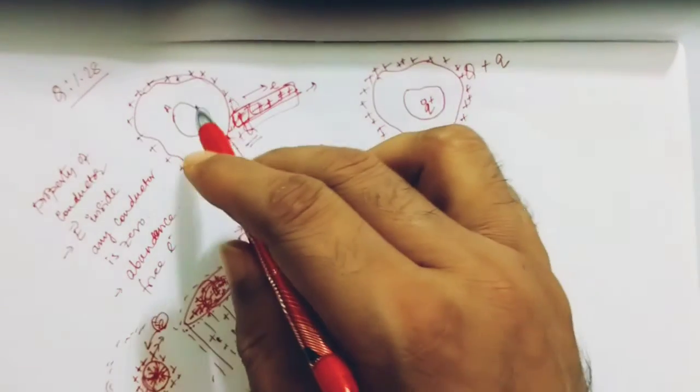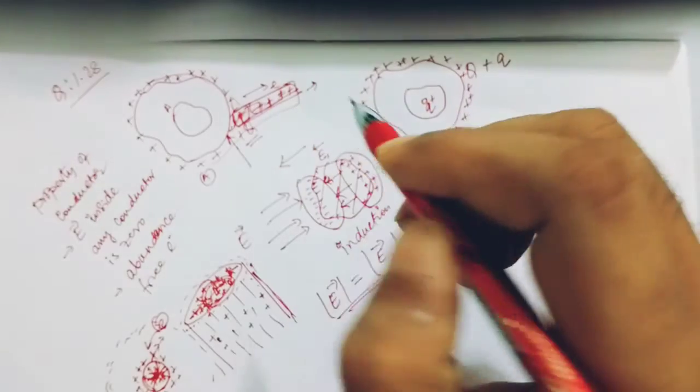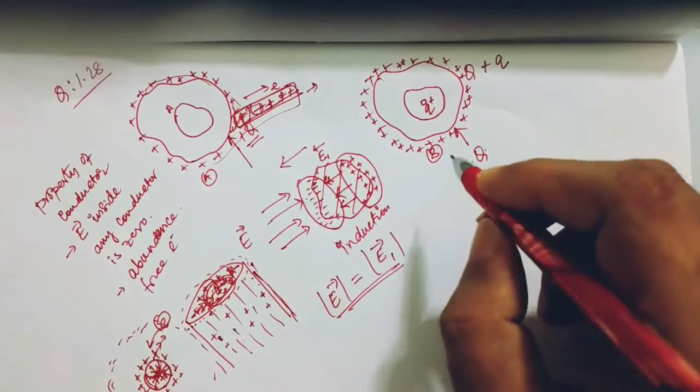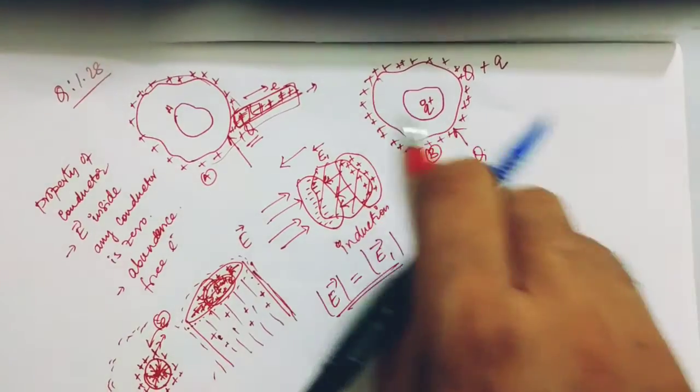And from Gauss law, if you want to prove this by calculation, now you draw a Gaussian surface.